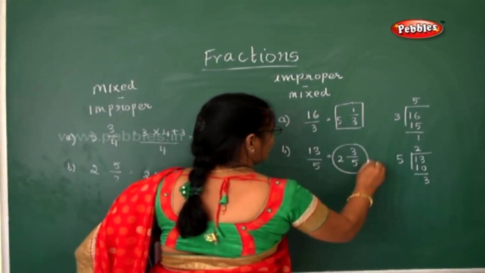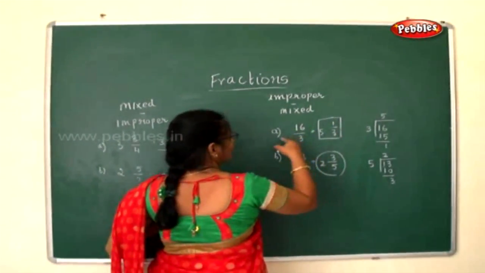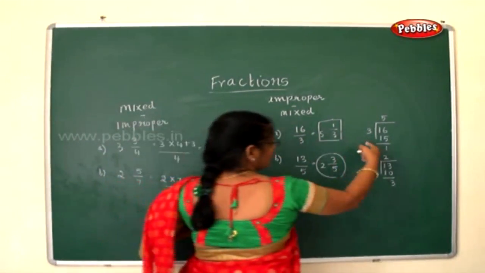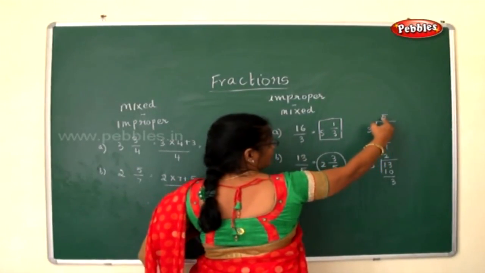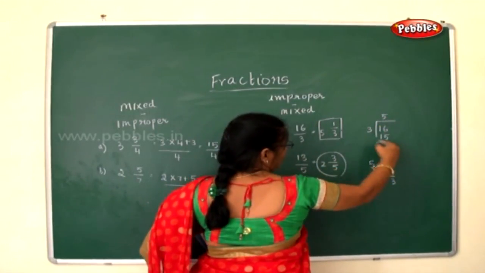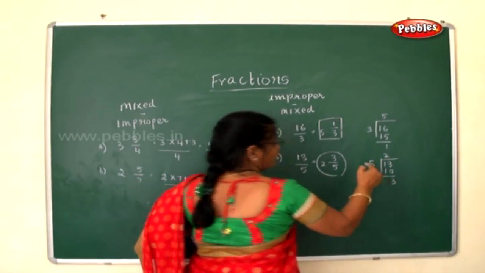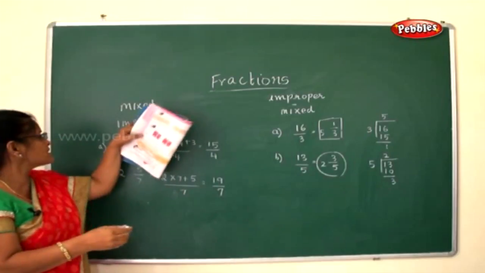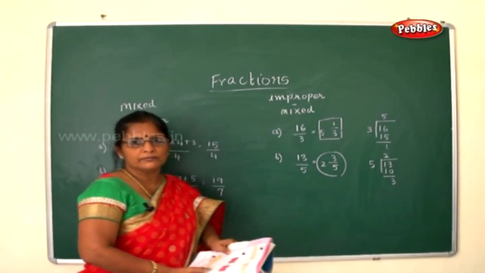Now what did you do? Convert the improper fraction into mixed. How did you do improper into mixed? Just by the division method. You divide 16 by 3, so you are getting 5 1 by 3. For 13 by 5 it is 2 3 by 5. This is how we are converting mixed into improper and improper into mixed.